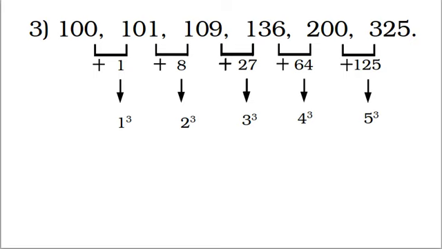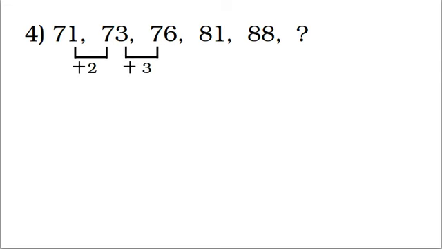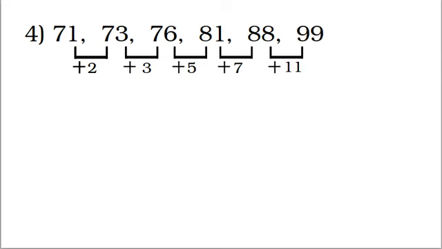Question number 4. 71 plus 2 is 73. 73 plus 3 is 76. 76 plus 5 is 81. 81 plus 7 is 88. We know that 2, 3, 5 and 7 are prime numbers. So 11 should be added here, which gives you 99.